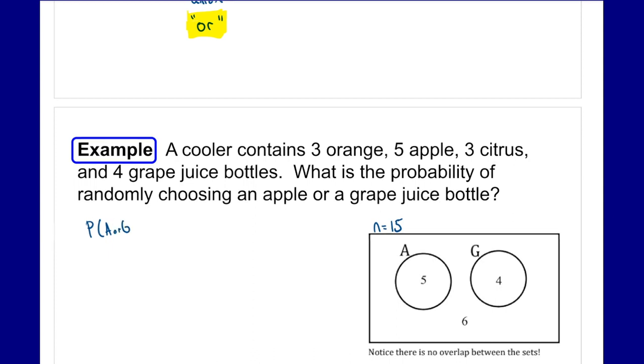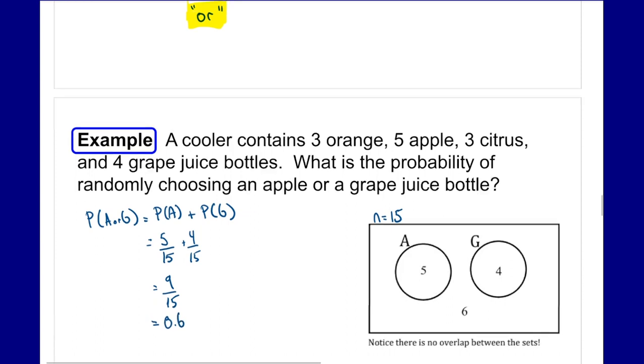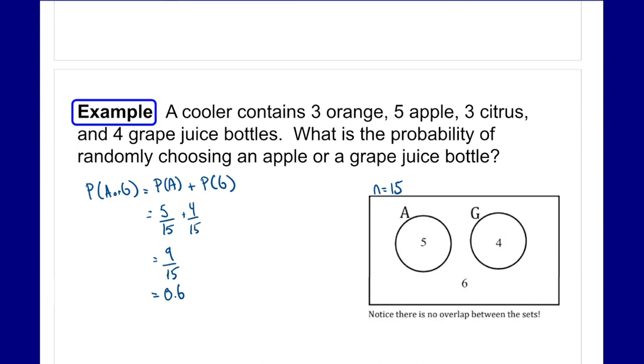So the probability of apple or grape, you can use that union symbol, or you can just say A or G. However you want to word it is up to you. A or G is fine. We're looking at the probability of getting an apple plus the probability of getting a grape. So in this case, 5 out of 15 plus 4 out of 15, which equals 9 out of 15. We can then convert that to a decimal of 0.6 or 60%. So there's a 60% chance that we are pulling an apple or a grape juice bottle.